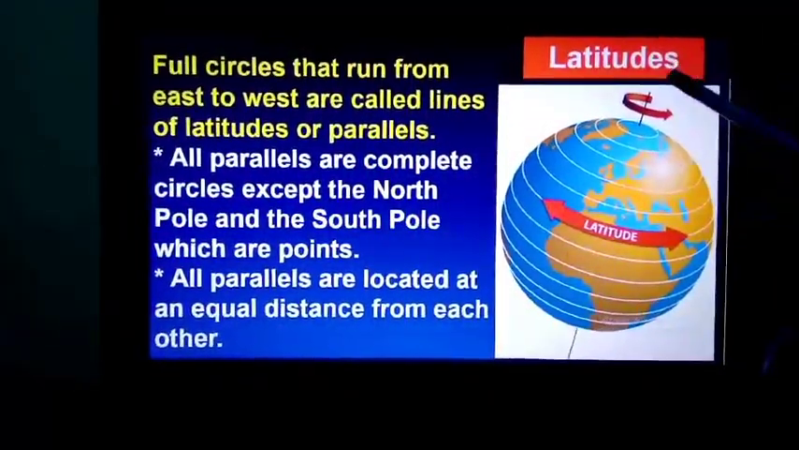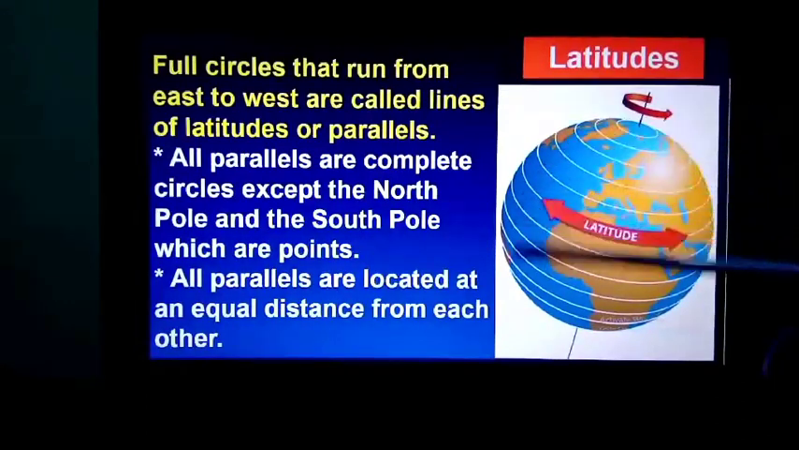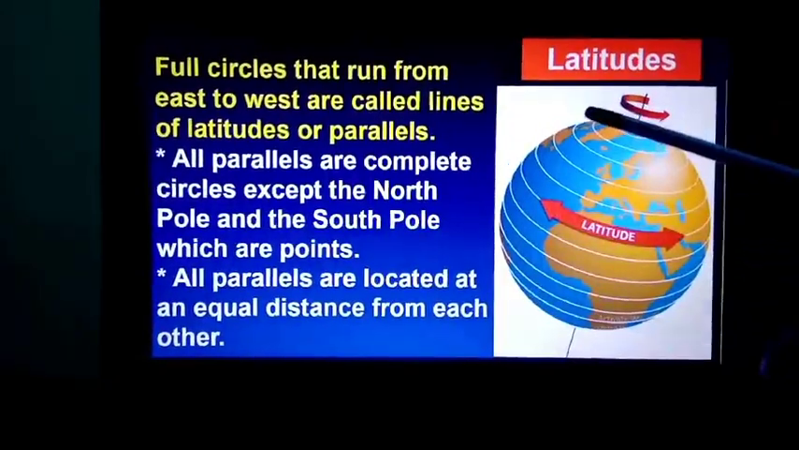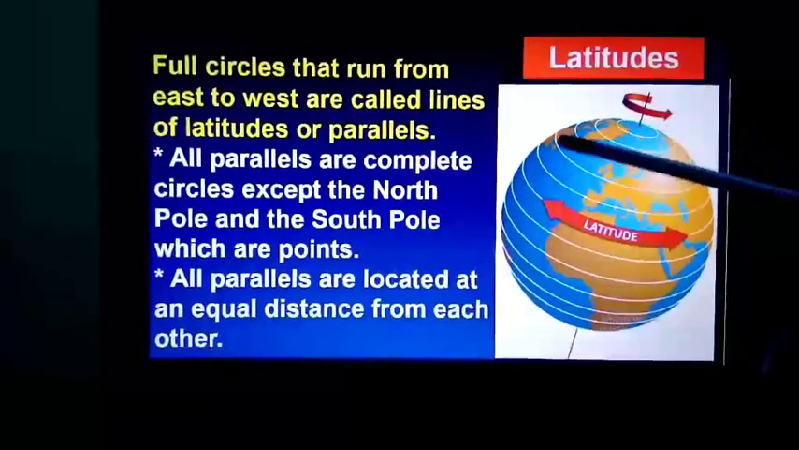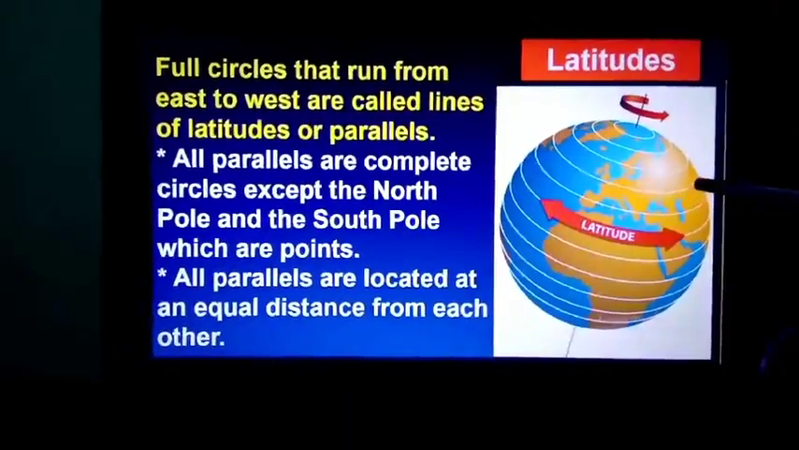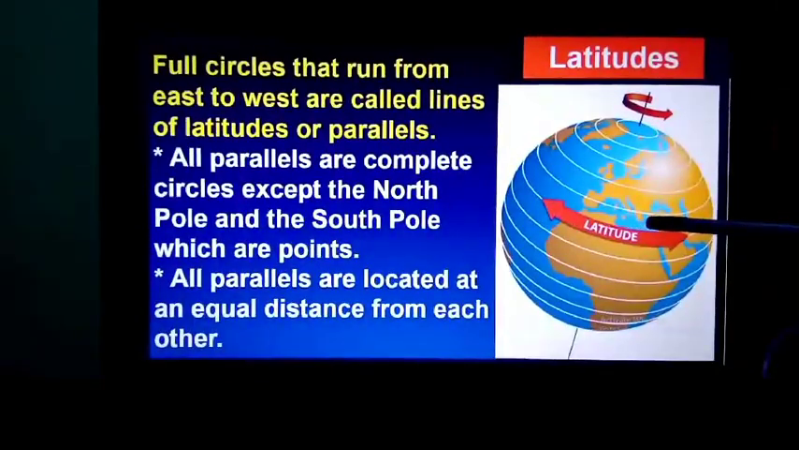Now latitude. What are latitudes? Latitudes are full circles that run from east to west, called lines of latitude or parallels. Students, you can see in this picture these circles are running. These are horizontal lines. They are in the form of circles, and these are running towards east to west, and these are called latitudes or parallels.